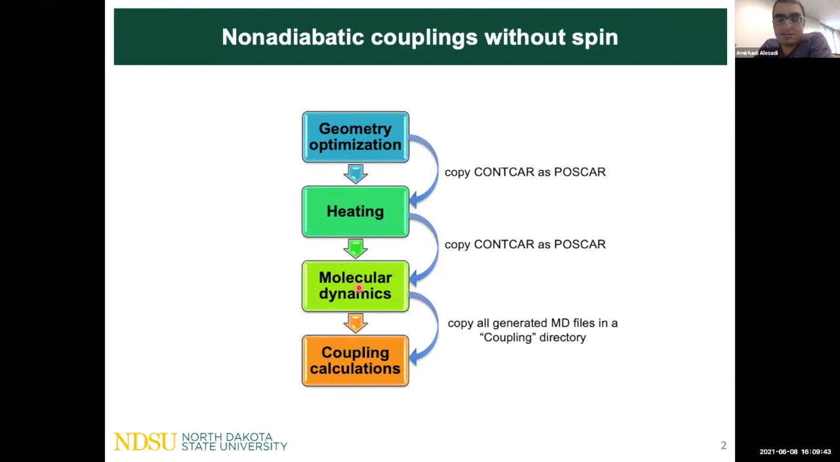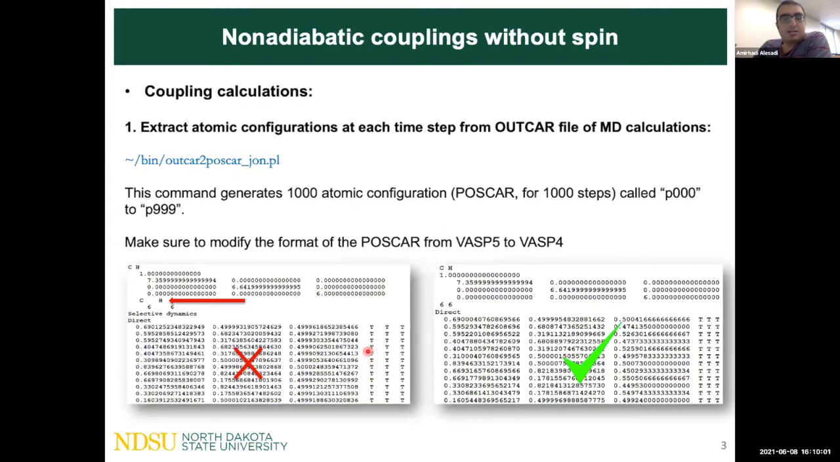calculations. So it's always recommended to make a subdirectory, for instance, in molecular dynamics or somewhere else, and copy all those generated molecular dynamics files to start the coupling calculations. So there are totally 5 steps.